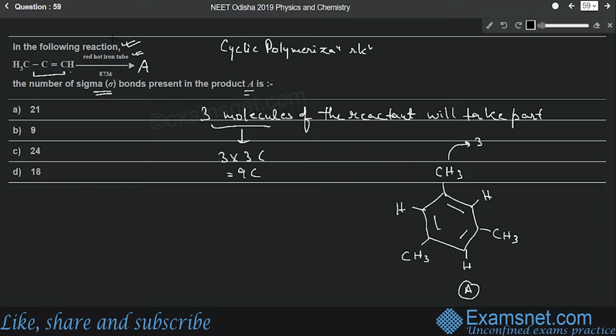Okay, so 3 sigma bonds in this methyl group, 3 here and 3 here. So 9 sigma bonds, plus the sigma bonds attaching the ring with other groups: 1, 2, 3, 4, 5, 6. And how many sigma bonds in the benzene ring? 1, 2, 3, 4, 5, 6. So 6 in the benzene ring, 6 attaching the benzene ring with another group, and 9 in the methyl groups. So the total will be 21 sigma bonds.